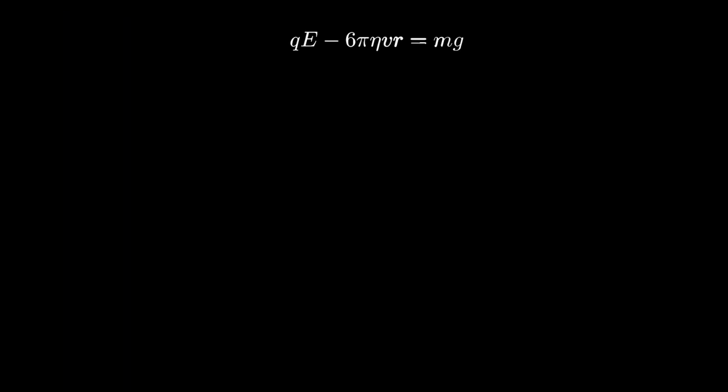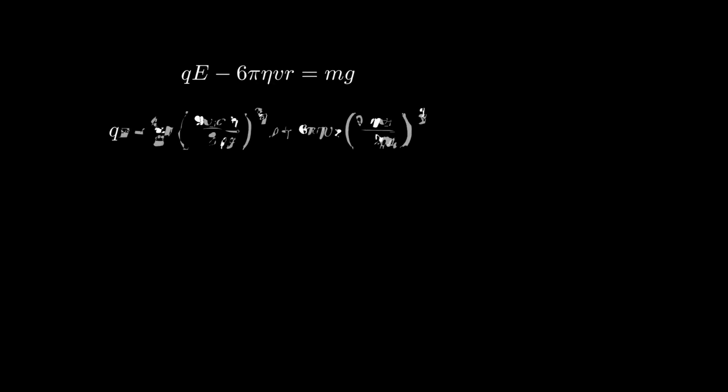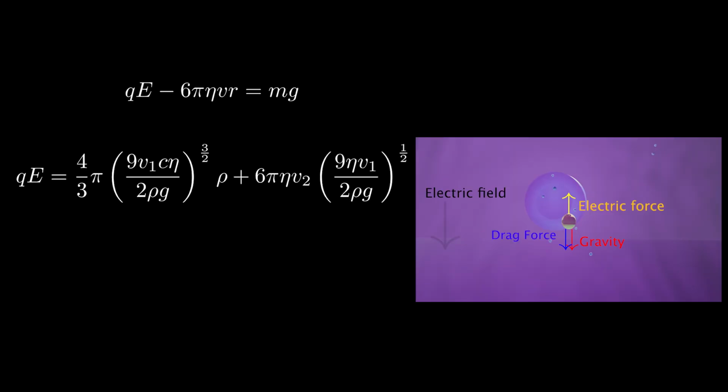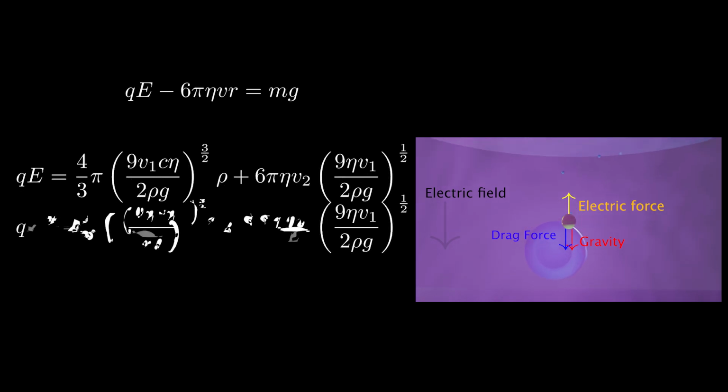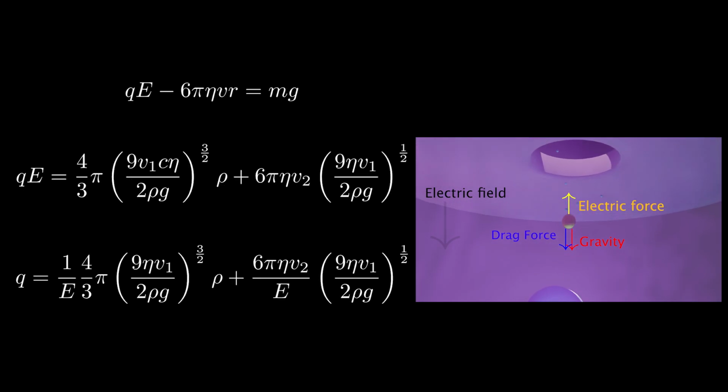So after we measure the upward and downward terminal speeds, we can use Newton's second law again to calculate the charge of the particle. We can write down the force as a function of terminal speeds and other constants, and we can calculate the charge based on the electric field that we apply.